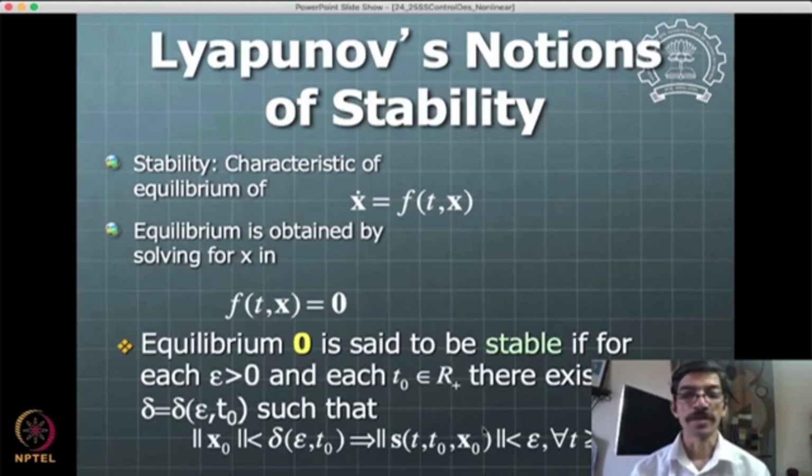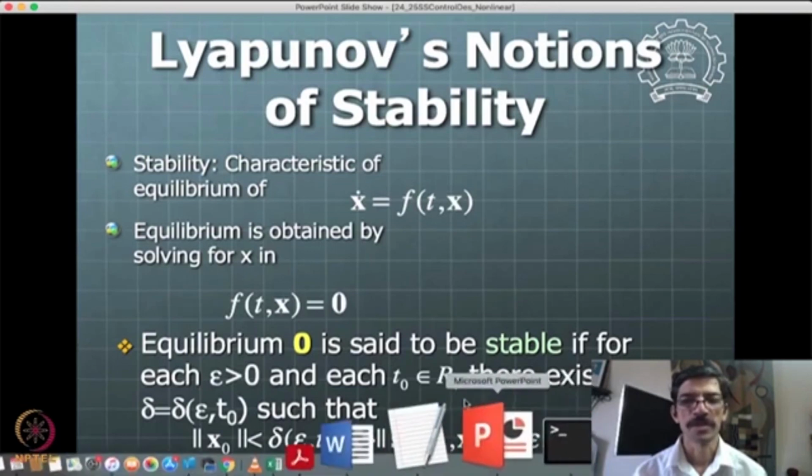So it says that for each epsilon you should be able to find a delta. You are first given this epsilon bound on the trajectory as it evolves in time. Once you are given this bound on the trajectory norm, which is like a second norm, the square root of the sum of squares of the terms of this vector. You can use whatever norm you want, but typically norm 2 is used.